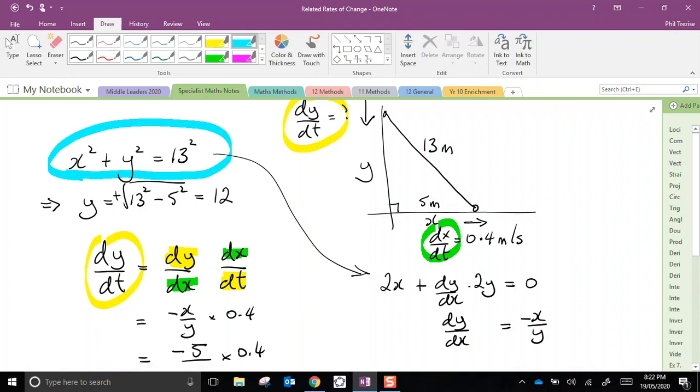Draw diagrams. Diagrams help to prompt your thinking, your mathematical thinking. That's enough for this one.